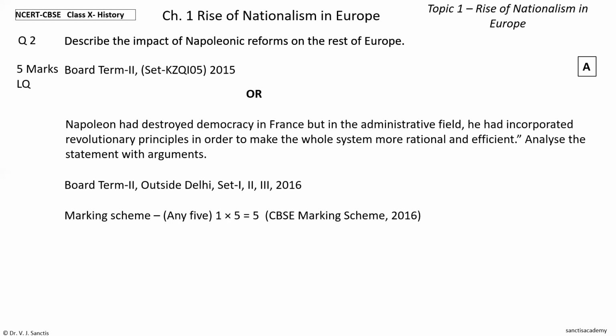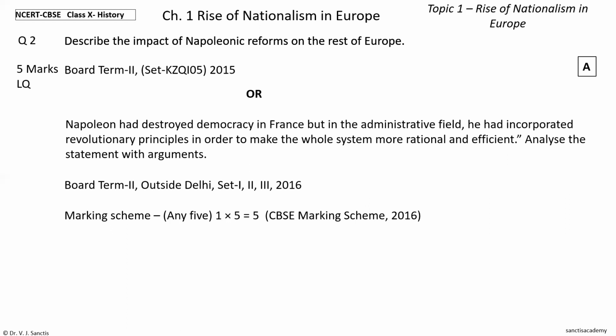Another way of asking the same question is: Napoleon had destroyed democracy in France, but in the administrative field, he had incorporated revolutionary principles in order to make the whole system more rational and efficient. Analyze the statement with your arguments. This was asked in the board exam of 2016. It's a 5-mark long answer question. So we have to give 5 points, each point carrying 1 mark, making the total 5 marks.